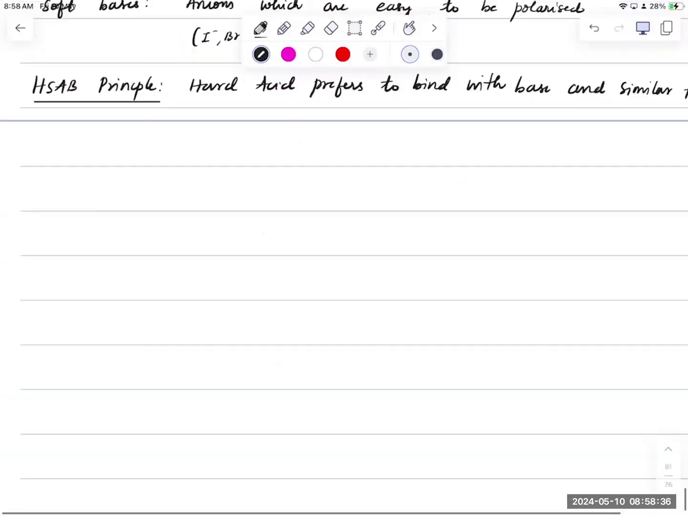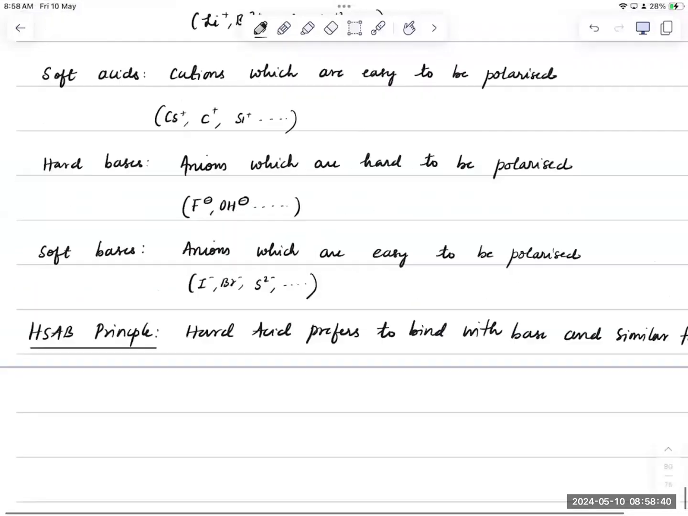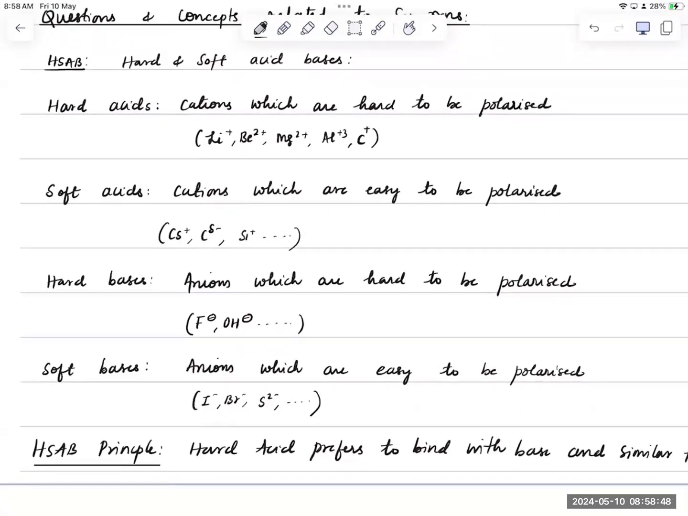Got it? Now, sorry, this carbon is smaller now, my mistake. If it is a complete positive charge, it is hard. If it is a delta positive charge, then it is soft.